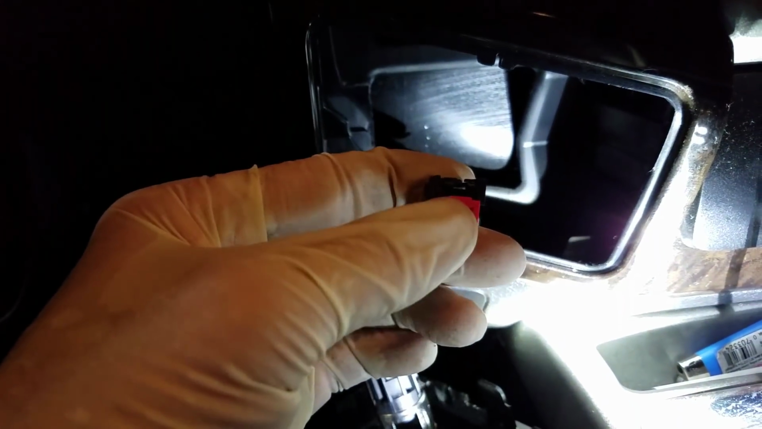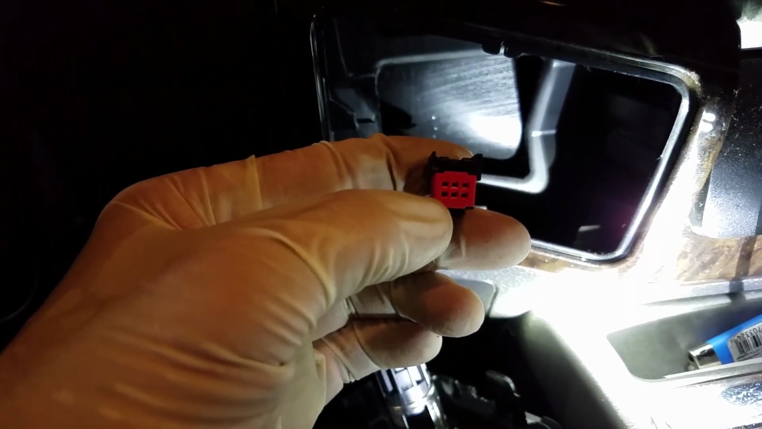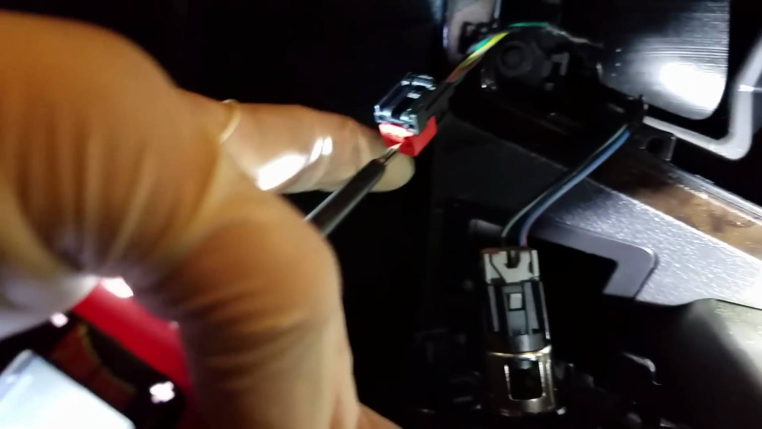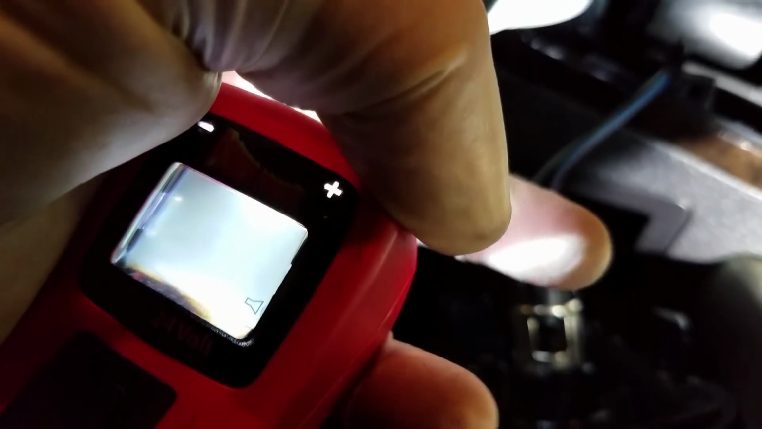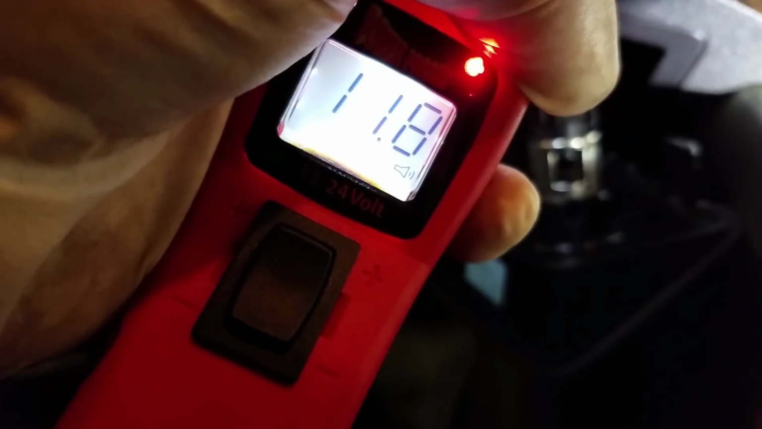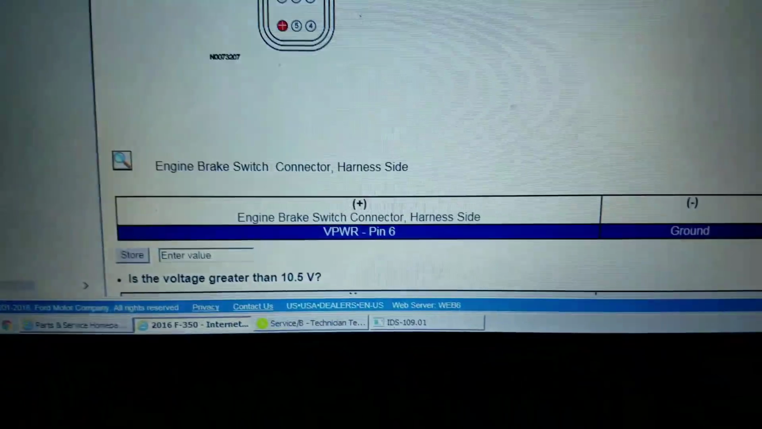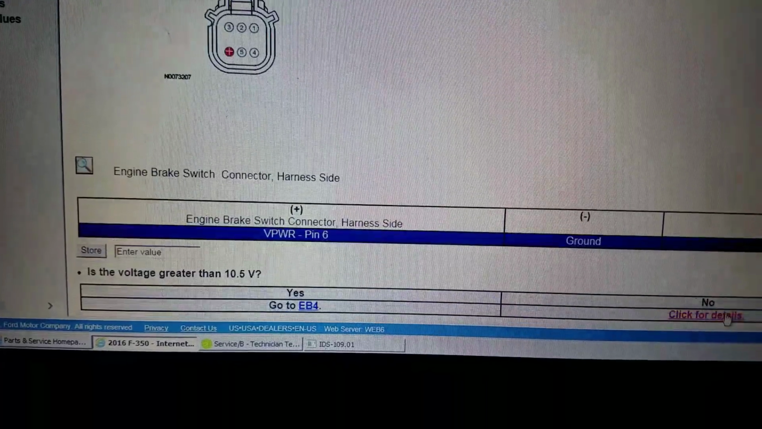Now it wants us to check power at this bottom pin. I've already got my power probe hooked up. So all we're going to do is stick our probe in here and see what we got. Okay, we got good power. So we're answering the question, is it above 10.5 volts? We're going to answer yes.